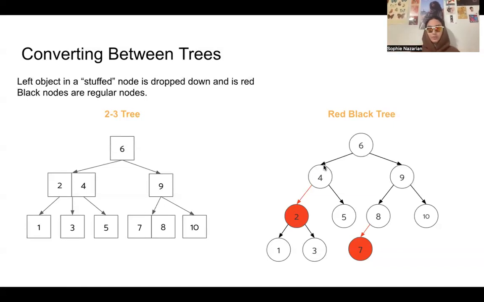So 2 is going to pop back up to the 4, and it's going to take the 2 children along with it. 7 is going to pop back up to the 8. So converting between trees is an important concept to understand because sometimes you're going to get a 2-3 tree or a red-black tree and you're going to be like, is this valid or not? And converting will help you understand if it is.